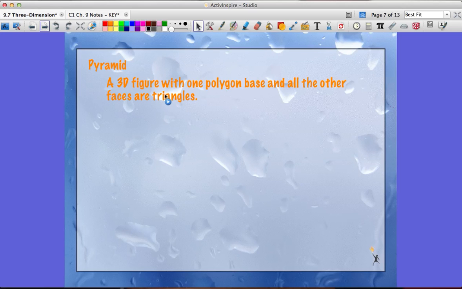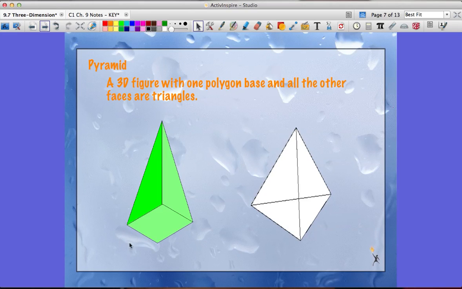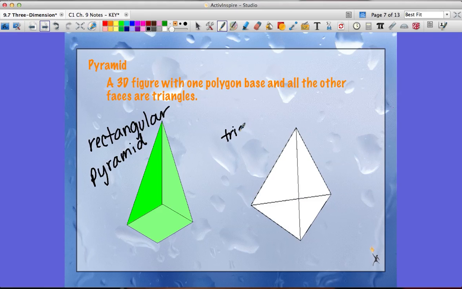This is a fairly familiar shape for us. The only difference is we have to know how to name these. So in this case, the bottom is a rectangle, so this would be a rectangular pyramid. Now this one has a base of a triangle, so this one would be a triangular pyramid. You'll notice that at the top there isn't a base, it comes to a point. That's what makes a pyramid a pyramid.